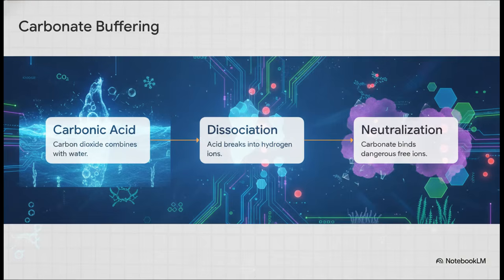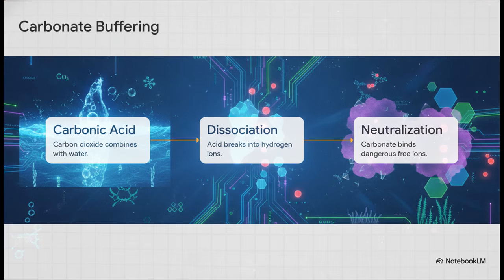To prevent those catastrophic swings, the ocean runs a multi-stage chemical execution step by step. It's basically a stabilizing algorithm. Let's look at how it works. Step 1. As carbon dioxide enters the water, it forms carbonic acid. Step 2. This acid easily breaks apart into bicarbonate and free hydrogen ions.